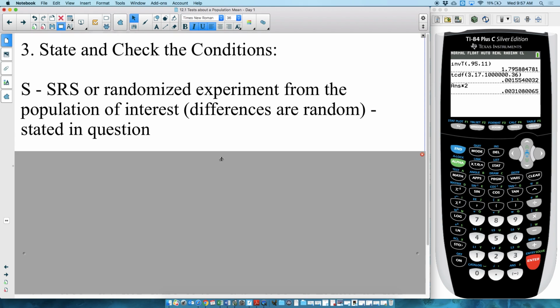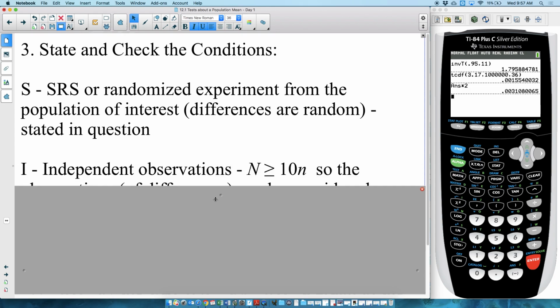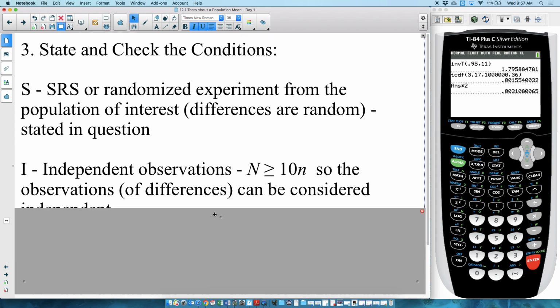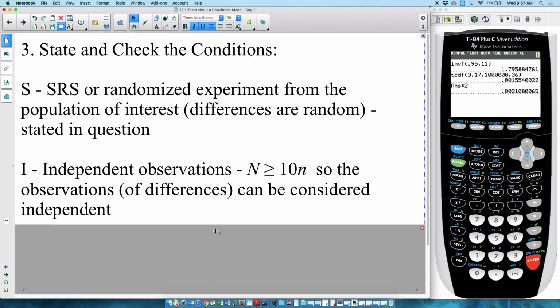Okay, and so then our I for SIN? Observations have to be, right, good. The observations or the differences have to be independent. So capital N is greater than or equal to 10 times little n. So the observations or the observations of the differences can be considered independent.